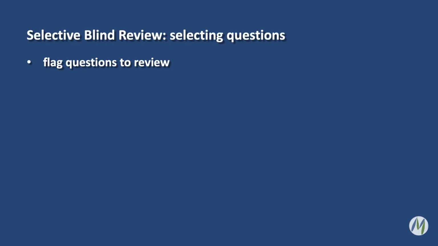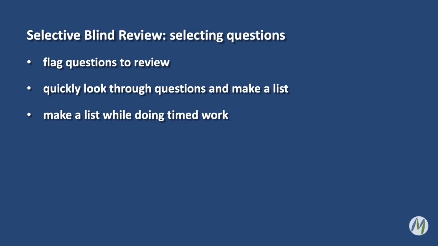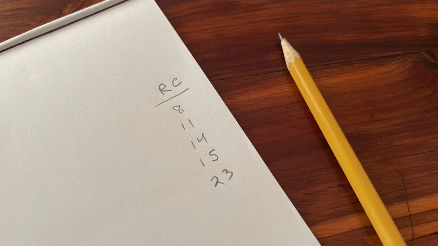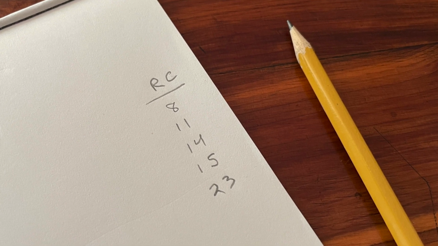After you complete a timed test or section or drill, before you check answers, you can go back and quickly look through the questions and make a list of the ones that you want to review. You can also create this list while you're working under time conditions. You're probably going to have some scrap paper with you while you're practicing. So on one part of your scrap paper, like along one edge, just make a list of the questions from that section or that drill that you want to review. Every time you see a question and you say, oh, I'd really like to review this question, just write the number of that question down on your list.